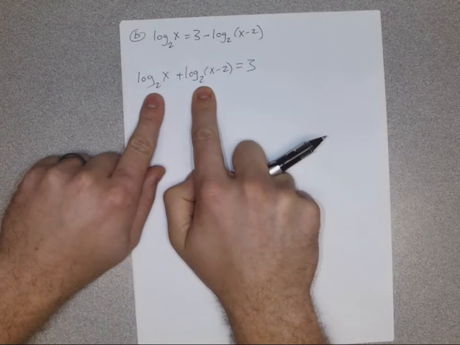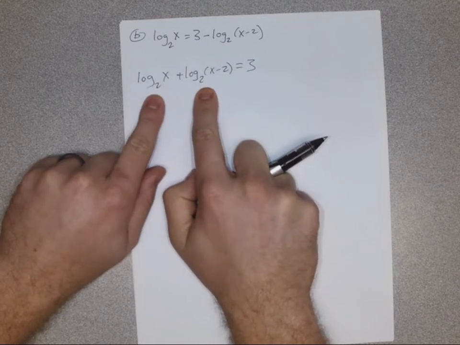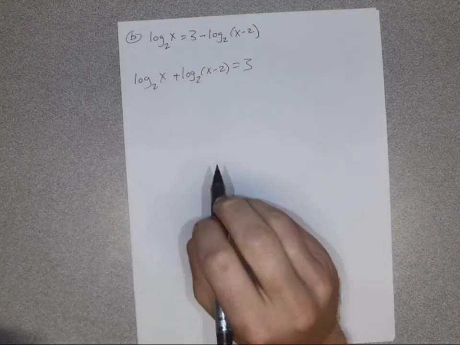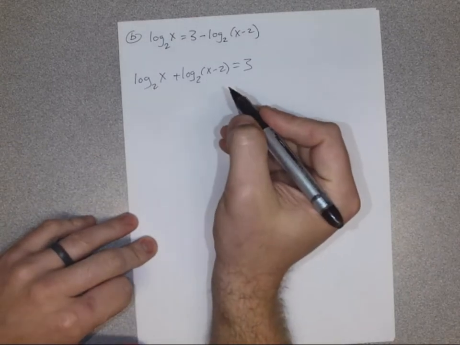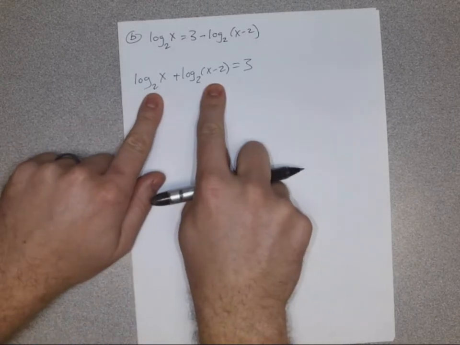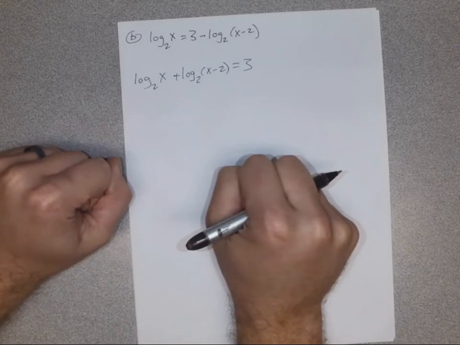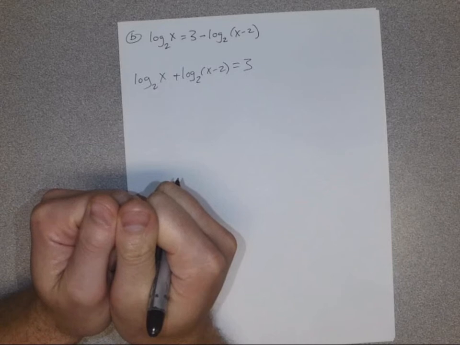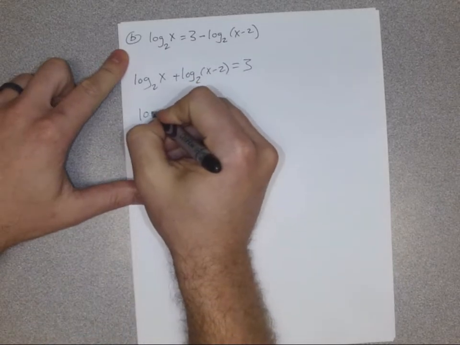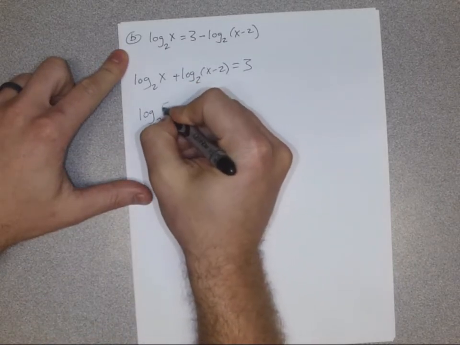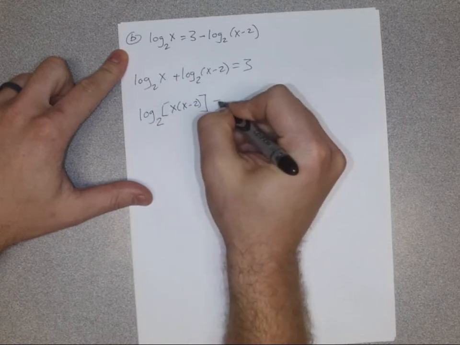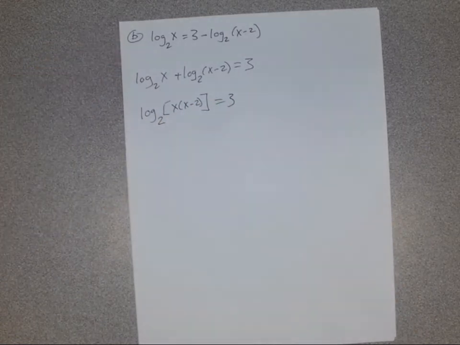Now what does this look like over here? I have a log with the same base, and I'm adding these two things together, so that means we can use the product property of logarithms. So I have these two things that are separated, and I'm adding them together and they have the same base, so now I can combine them into one log, and I'm multiplying them together now. Log base 2 of x times x minus 2 is equal to 3. And I'm just using brackets here because too many parentheses can make things confusing.